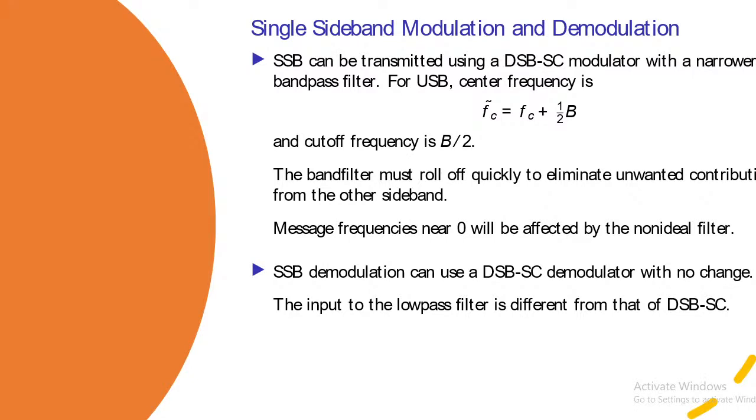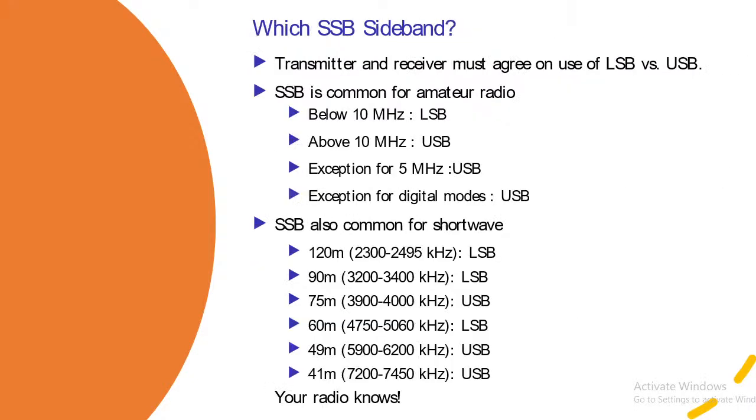SSB demodulation can use a DSB-SC demodulator with no change. The only thing is, the input to the low pass filter is different from the DSB-SC case. Now, which sideband do you have to use? Transmitter and receiver must agree on using LSB versus USB. If the transmitter is using USB, the receiver must use USB. If the transmitter is using LSB, the receiver must use LSB.